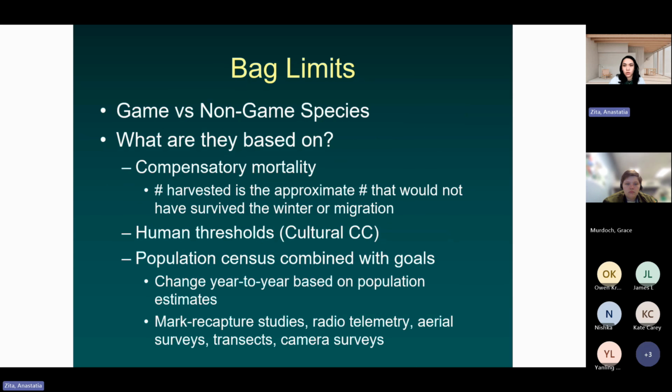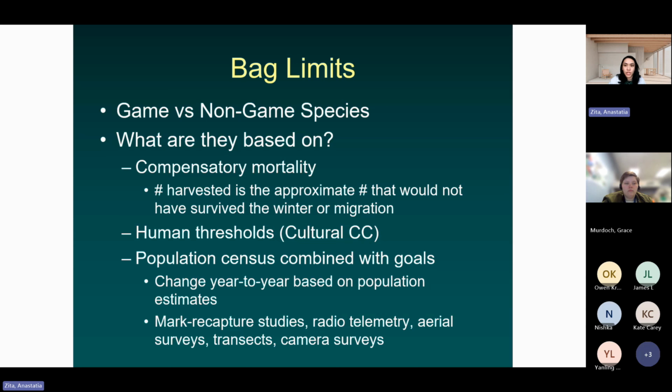Bag limits. Bag limits are the maximum number of a certain species that a hunter is allowed to hunt in a given time period, typically a day or a season. Bag limits are set based on a variety of factors, including compensatory mortality, which is the approximate number of animals that would not have survived due to other factors such as disease or predators, and human thresholds, which are determined by cultural attitudes towards hunting. And then population surveys and goals are also used to set bag limits, with wildlife managers estimating the size of the population and setting limits that allow for a sustainable harvest.